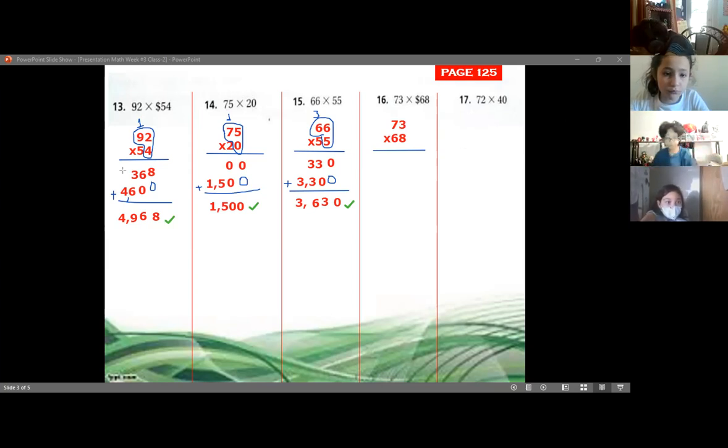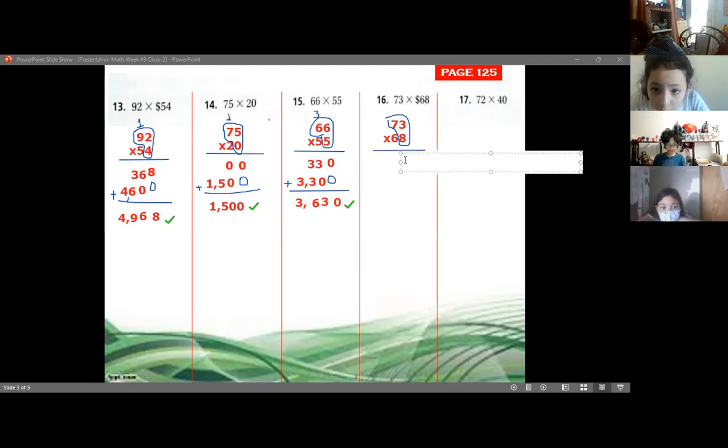Now let's multiply number 16. It's 73 times 68. So we multiply 8 times 73. That is going to be the first digits that we're going to multiply. So we have 8 times 3. 8 times 3 is 24. So we write the 4 and we regroup the number 2. 8 times 7.